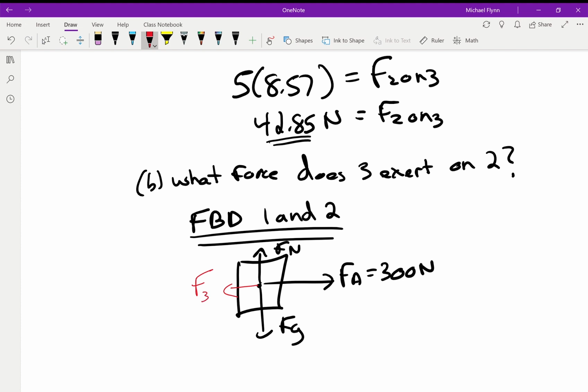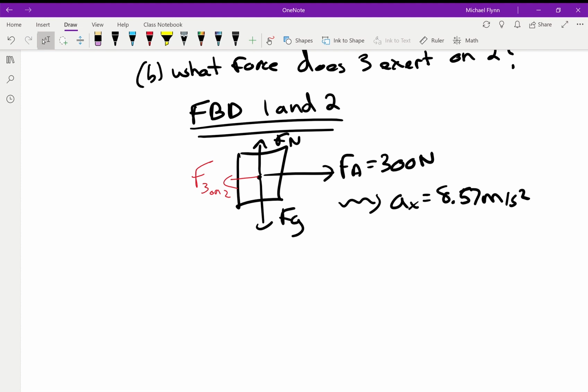That's 3 on 2. That's that guy pushing back. Now I have to put the acceleration in. We know this acceleration is 8.57 meters per second squared. We figured that out in step 1. That still hasn't changed, right? All right, so what is this force now?